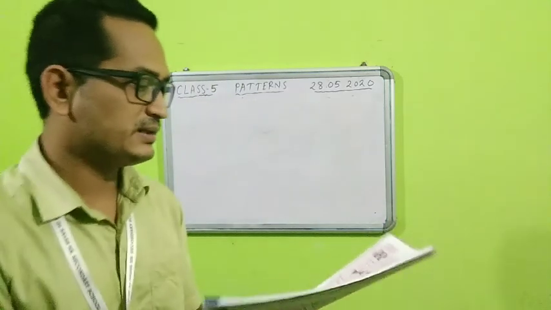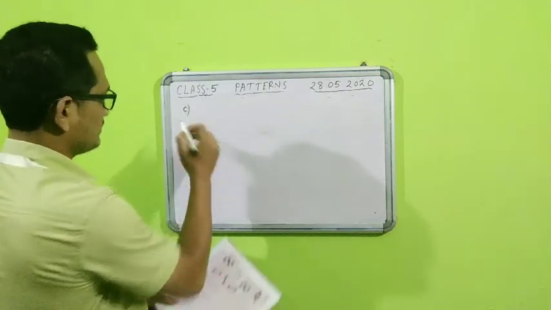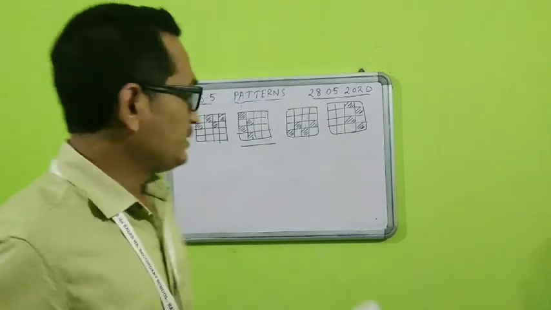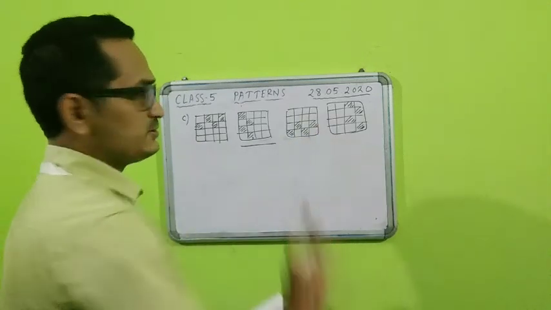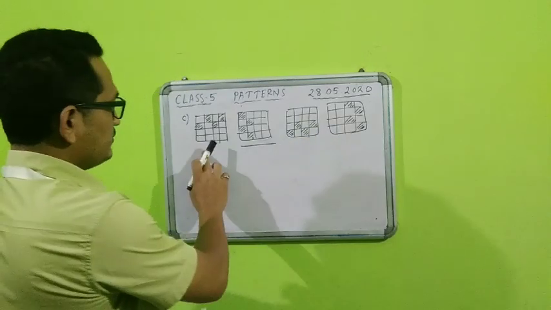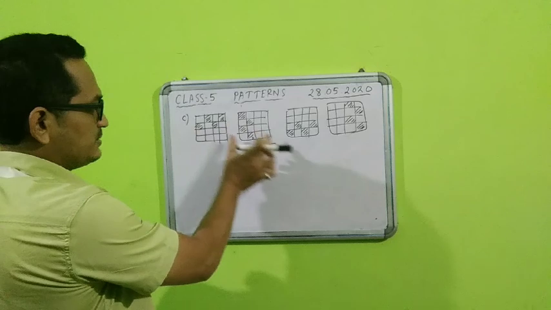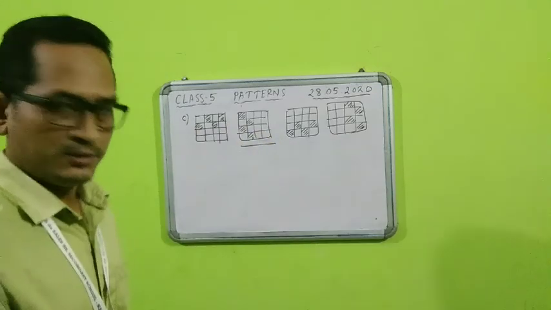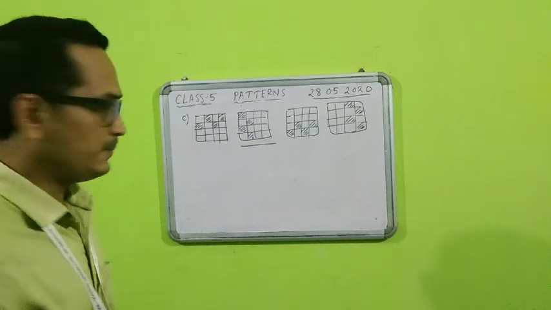Let us come to the next one, that is number C. So students, in question number C, the figure is given in this way. If you see properly, this is the first figure, the second figure is missing, and the third and fourth are given. The second figure I will explain how it will come.